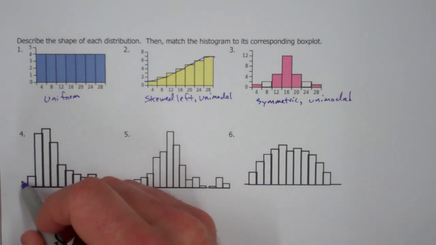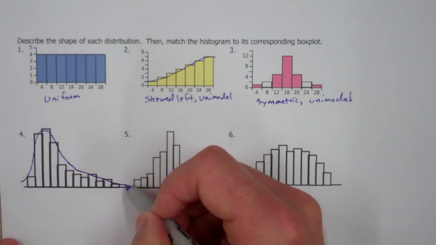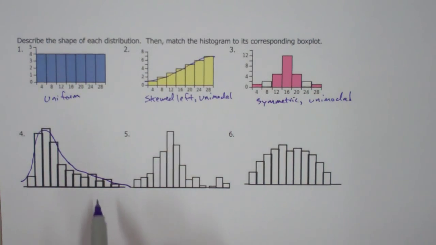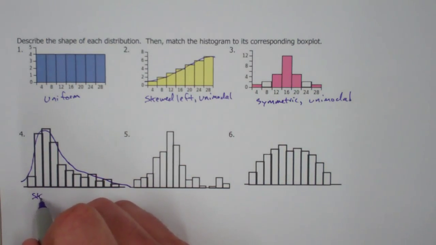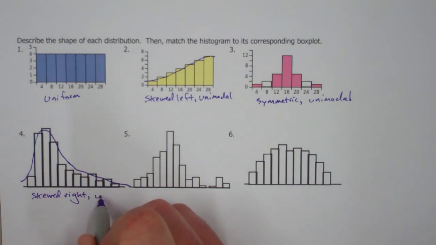This data, if we were to draw a smooth curve to fit it, the tail on the right-hand side is where the skew is. So this one is skewed right, definitely not symmetric, and it's also unimodal.